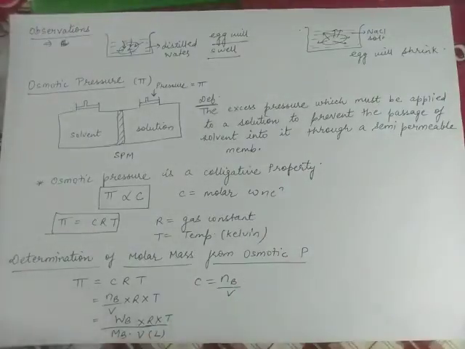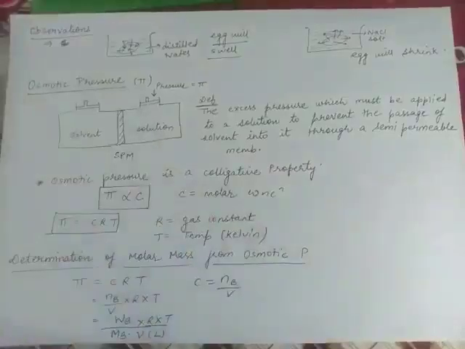Now, osmosis is not our colligative property. Our main purpose is to discuss the next colligative property, that is osmotic pressure. Now what is the meaning of osmotic pressure? Osmotic pressure is denoted by the symbol pi.